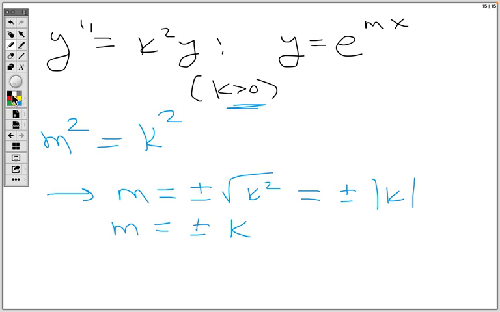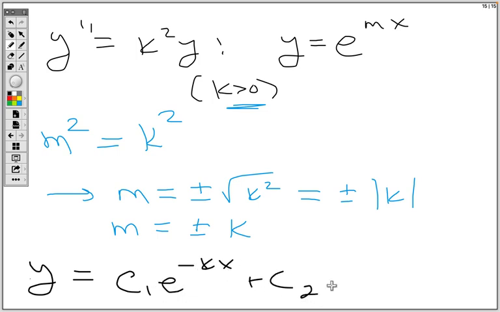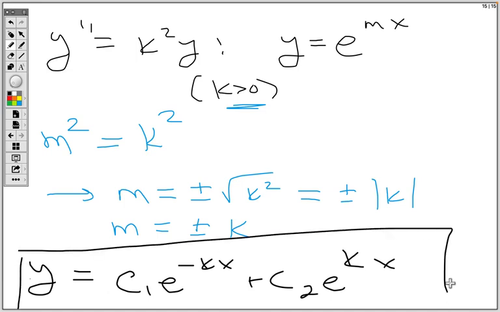And so one way to write that solution, once again, we could confidently write, whoops, looks like I adjusted that knob there. Let's try this again. I can confidently write y equals c1 e to the minus kx plus c2 e to the kx. That would be one way to write the solution.